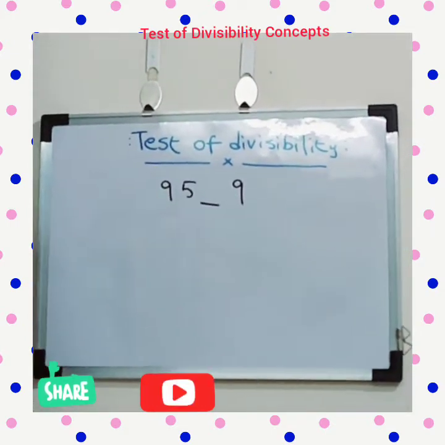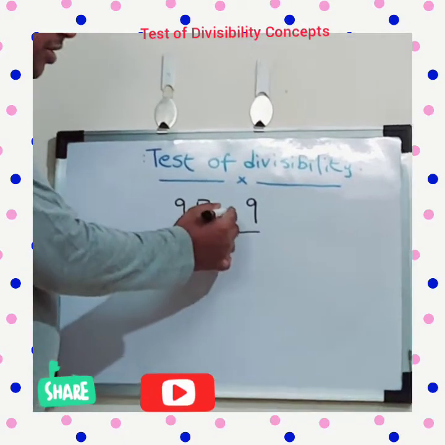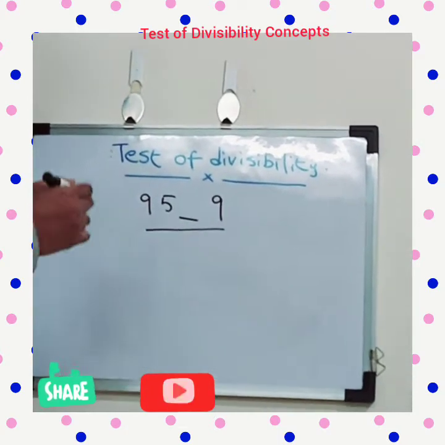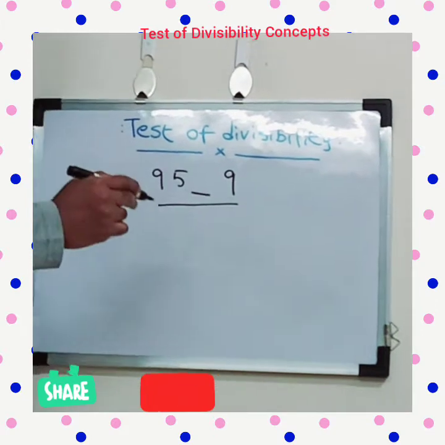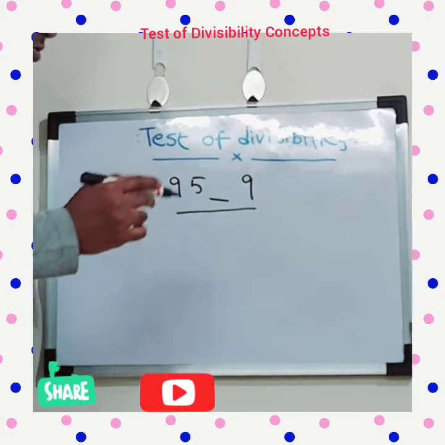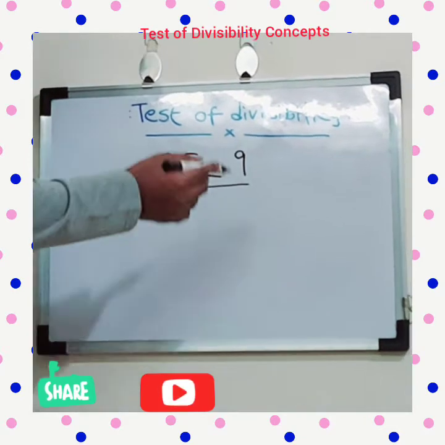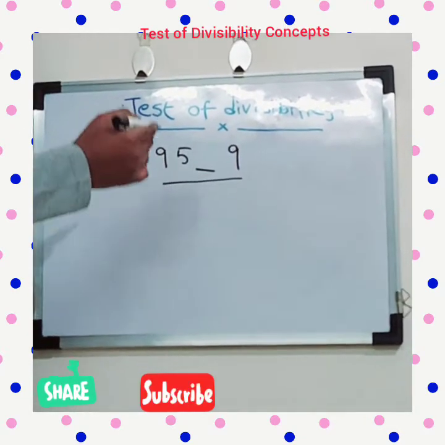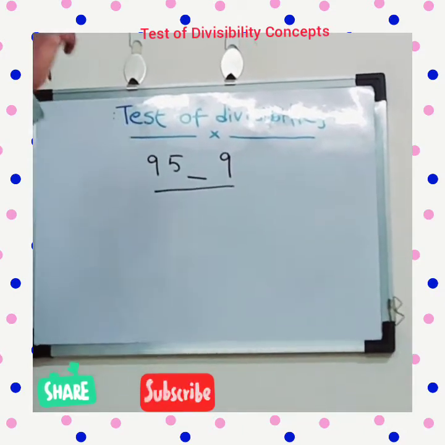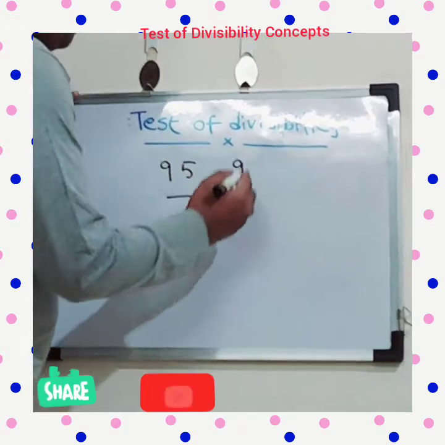Now we'll see one more problem. A four-digit number is given and the tens-position digit is missing. We have to fill in that number so that it is divisible by 3 as well as by 9. We know the rules: if the sum of the digits of the number is divisible by 3, then it is divisible by 3, and if the sum of the digits is divisible by 9, then it is divisible by 9. So first we will do the sum.